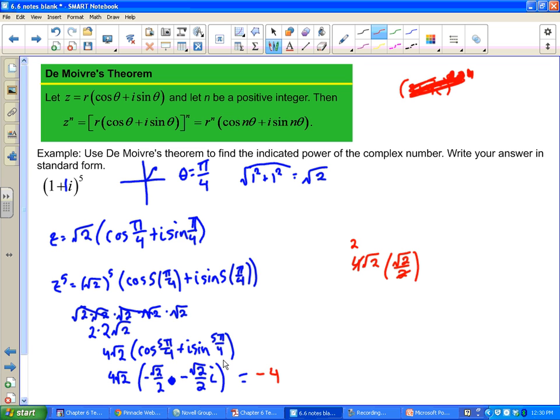Okay, and then the same exact thing should happen again, giving us minus 4i. So in standard form, this is negative 4 minus 4i. Who would have thought? So this is going to be the end of the first video.